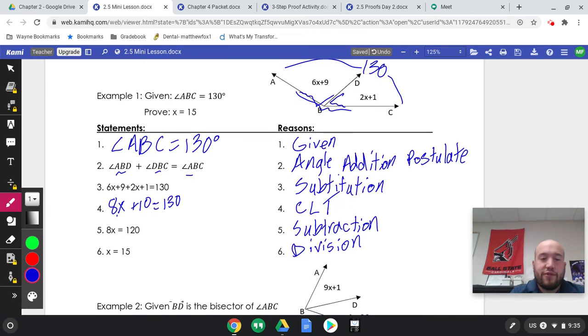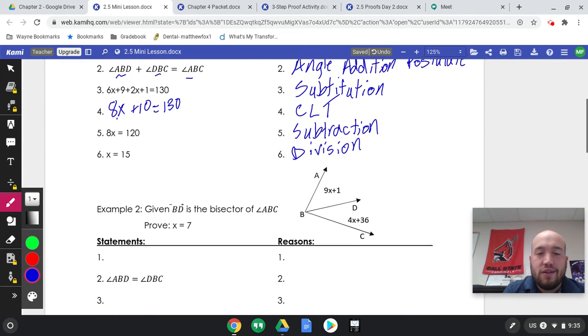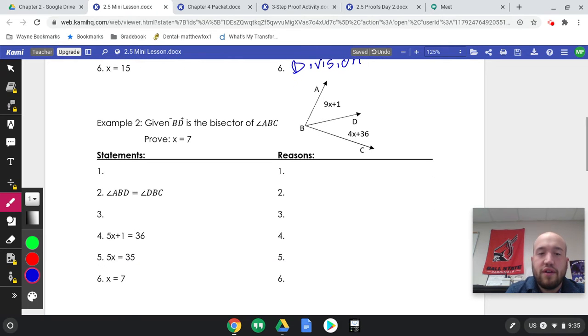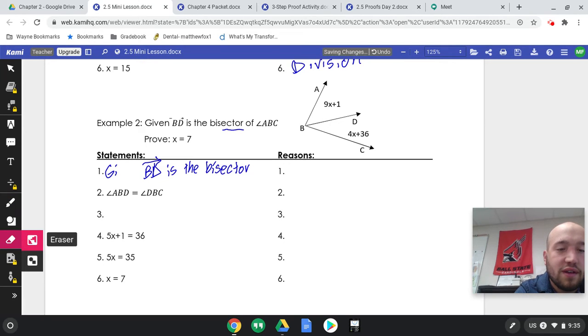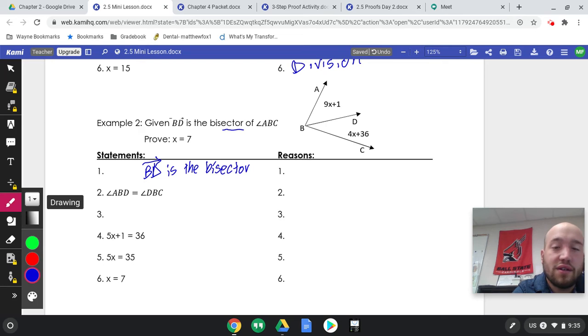All right, so that's our first proof. Now our second proof, keyword here, bisector, okay? So first we have to write given ray BD is the bisector of angle, oh, oops, I didn't need to write the given. I could have just said BD is the bisector of angle ABC, and the reason I didn't need to write given is because I put given over here as my reason.